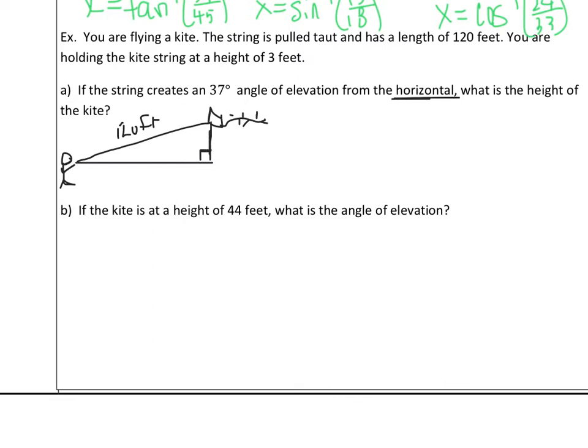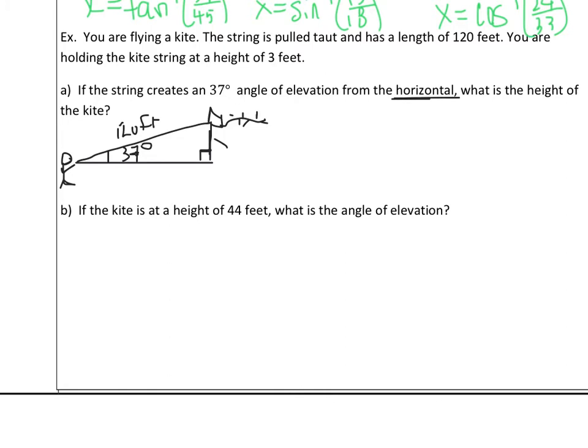So that gives me my right triangle. And this is where it says the string creates a 37-degree angle of elevation. Elevation means you're looking straight out and then up. So here's my angle of elevation of 37 degrees. Angle of depression is when you're looking straight out and then look down. And we're trying to find the height of the kite.